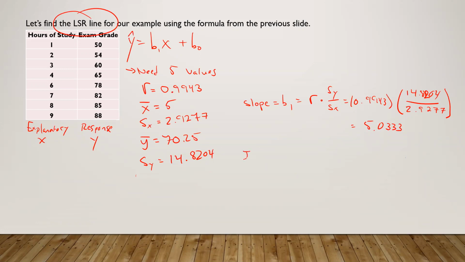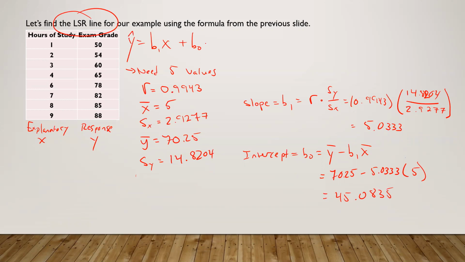Next, you find the intercept. And you just follow the equation. It's y bar minus b1 times x bar. Well, y bar was 70.25 minus the slope times x bar, which was 5. And if you plug this in your calculator, you'll get 45.0835.